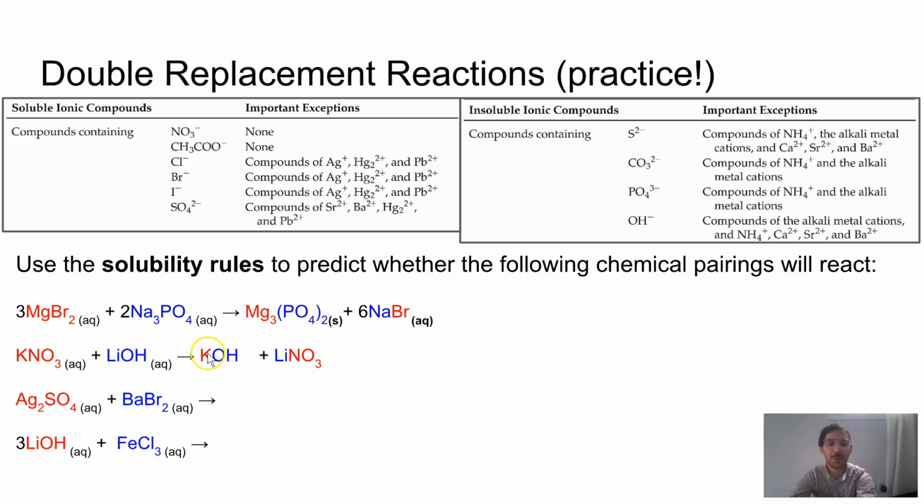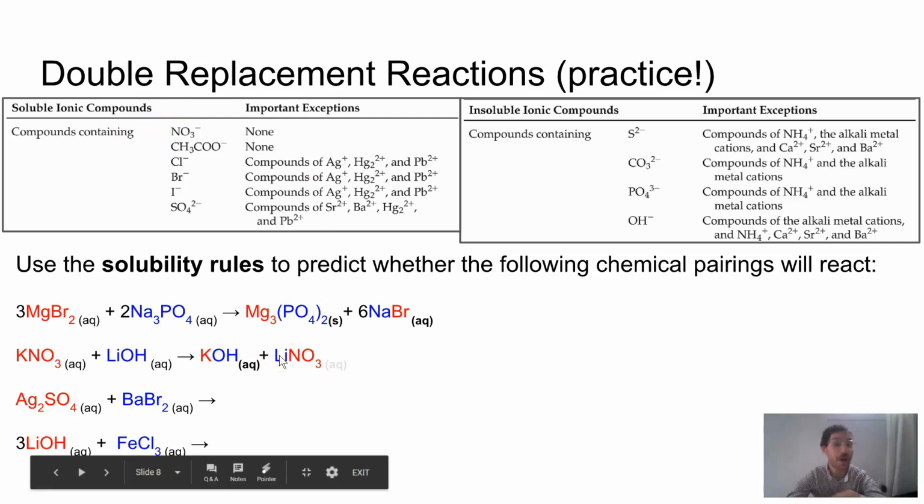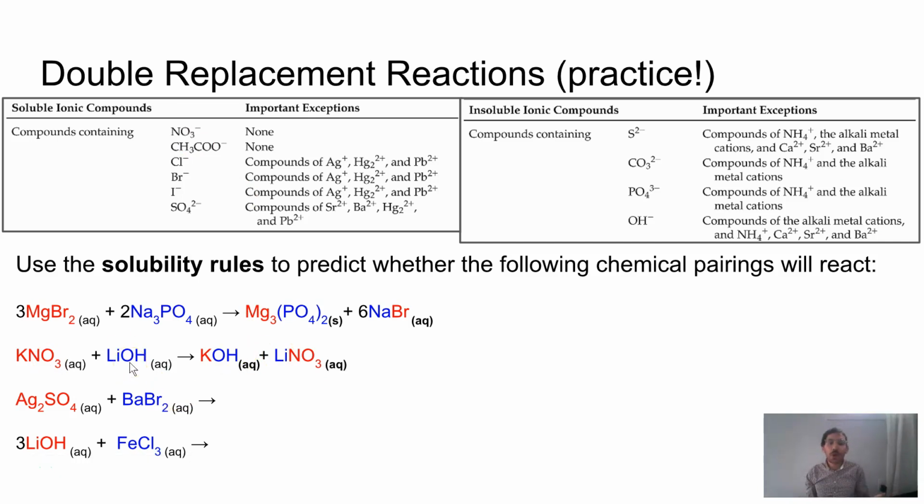Let's look at this next one. We've got hydroxide. OH is generally insoluble, unless it's paired with an alkali metal. So potassium, an alkali metal, is going to be soluble, aqueous. What about lithium nitrate? Well, remember, nitrate is always soluble, and lithium is an alkali metal, so this is doubly always soluble. So if we combine these two chemicals, no reaction is going to occur. We're just going to have mixed two chemicals. They're just going to swim around, a bunch of ions.